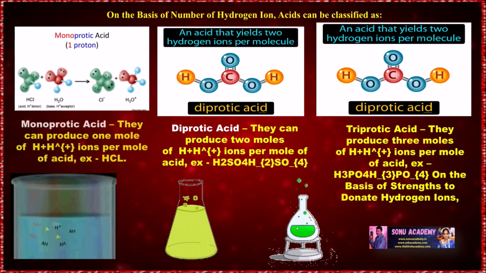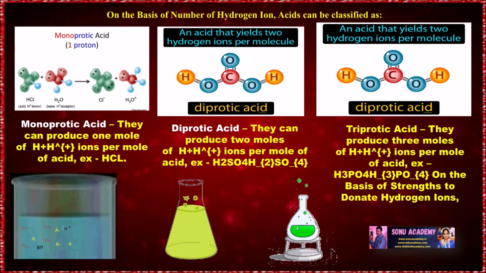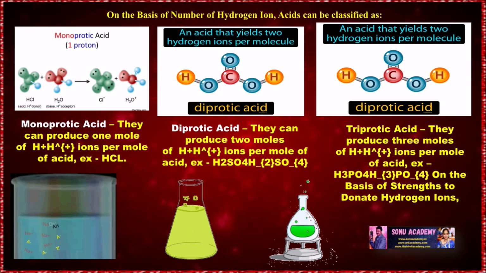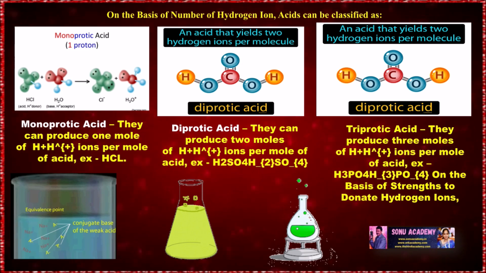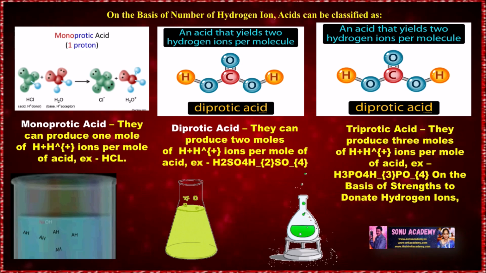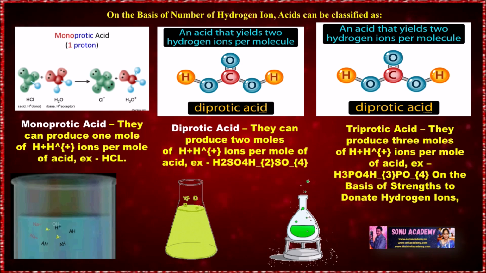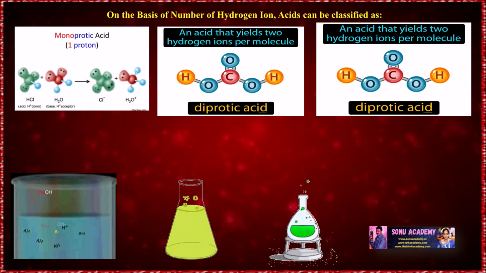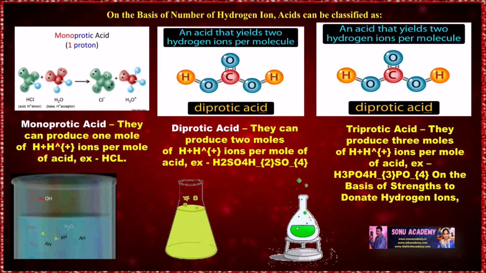Children, on the basis of the number of hydrogen ions, acids can be classified as monoprotic acids. They produce one mole of H+ ions per one mole of acid, for example HCl. Next one is diprotic acid. They can produce 2 moles of H+ ions from 1 mole of acid, for example H2SO4. Triprotic acids produce 3 moles of H+ ions from 1 mole of acid. Next, on the basis of strength to donate hydrogen ions.